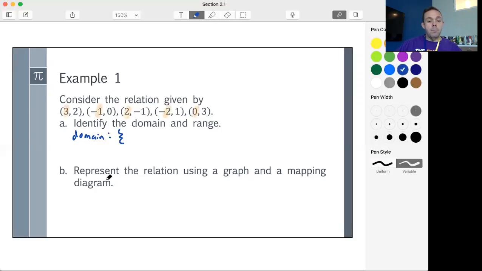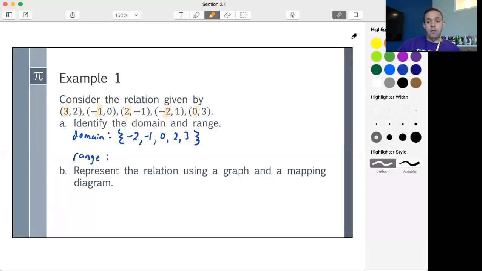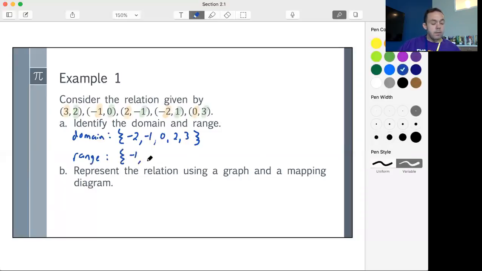Now when I write the domain, we usually write them in increasing order. So I'm going to start with -2 because that's my smallest number. Then I go to -1. And then I have 0, and then I have 2, and then I have 3. And then I end that by another curly brace. Now for the range, that's going to be all of my y coordinates or my second coordinates. So I'll use another color. So all of these here are going to be my range. Again, we're going to write that with the smallest number first in curly braces. So we put -1, 0, 1, 2, and 3.